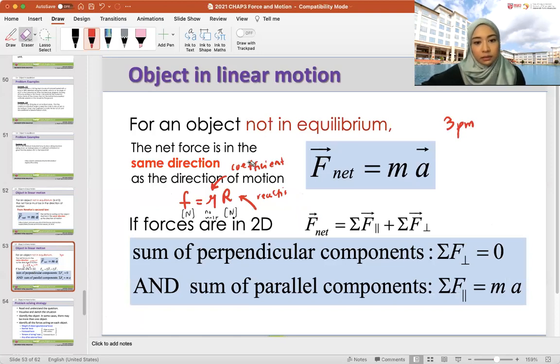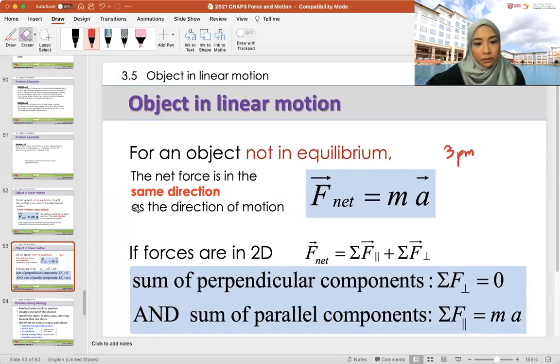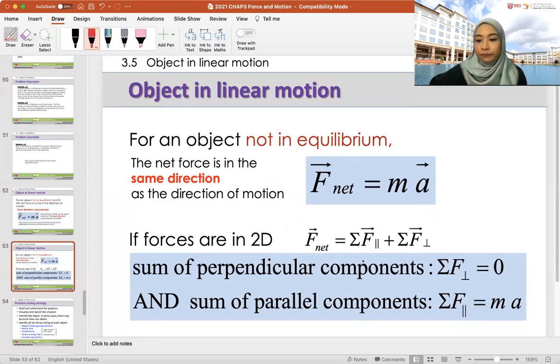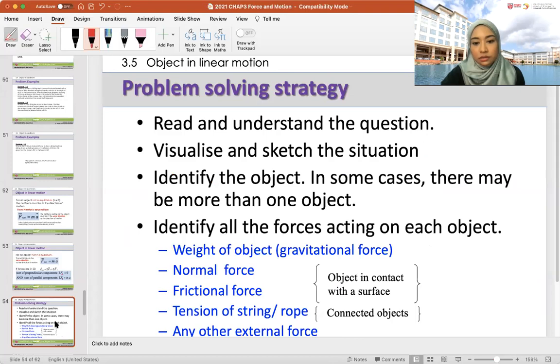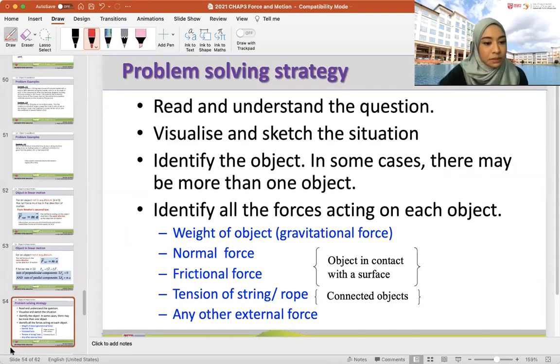Okay, for an object not in equilibrium, the net force is in the same direction as the direction of motion. If forces are in 2D, then you would have Fx and also Fy. Here Fy is equal to 0 because it doesn't fly, and the sum of parallel components, Fx, equals ma. This assumes that the motion is along the x-axis.